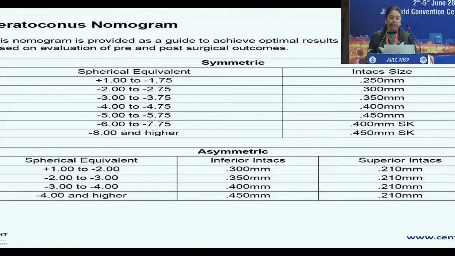How you select the segments is basically if you have more steepening, that is a higher keratometry, it will manifest in a higher refractive error. So depending on the amount of keratometric steepening or the amount of refraction, you will choose thicker segments, because thicker segments or segments implanted closer to the pupil will have a greater flattening effect.